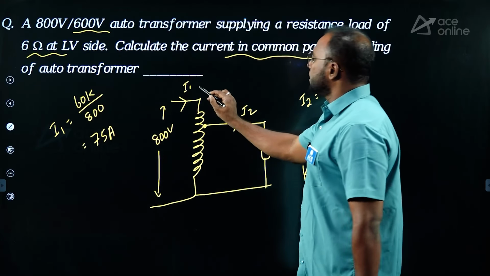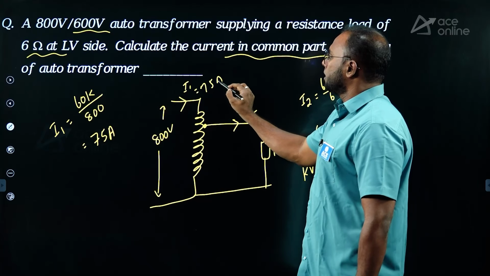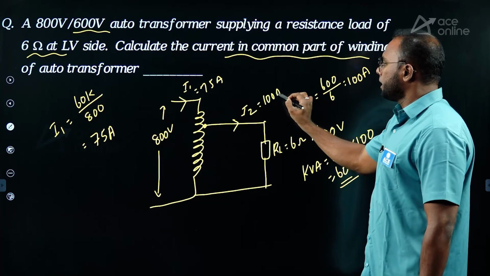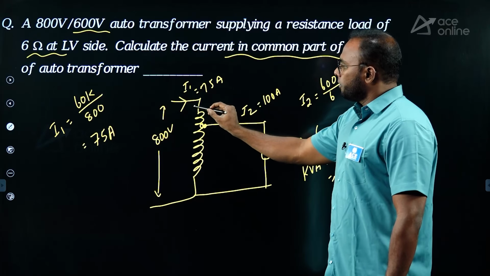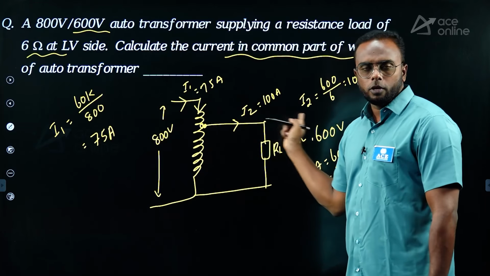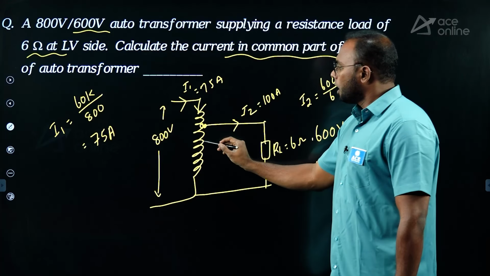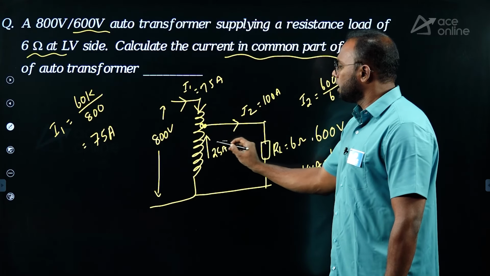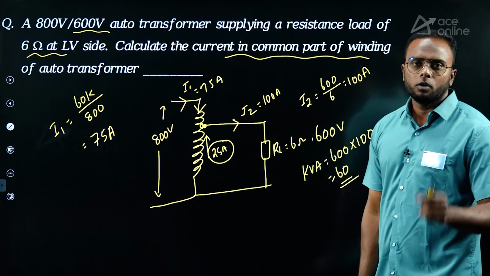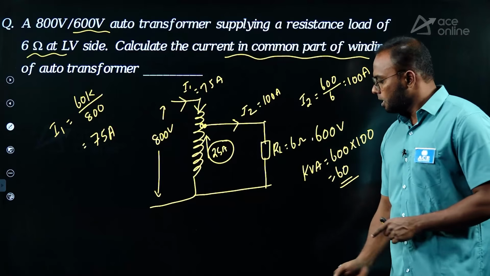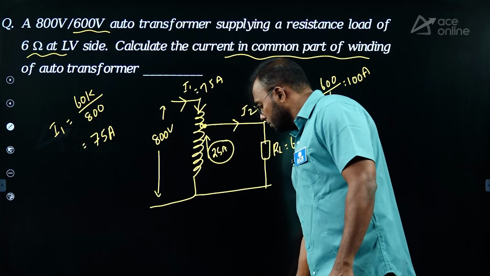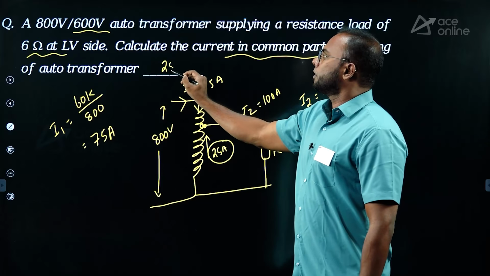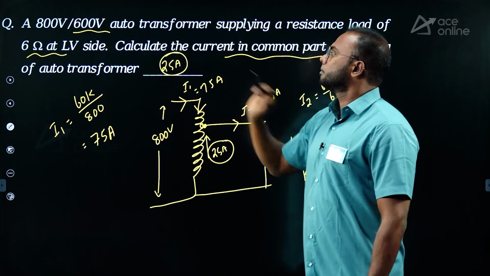Okay, so this current 75, and this current we got already here, how much? 100 amperes. Then apply KCL at this point, 75 coming in this direction, but here going is 100 amperes. That's why how much current should come upward direction here? 25 amperes. But anyhow direction is not asked here, only magnitude of current in the common part. So what is the magnitude of current in the common part? 25. Okay, so the answer is 25 amperes.